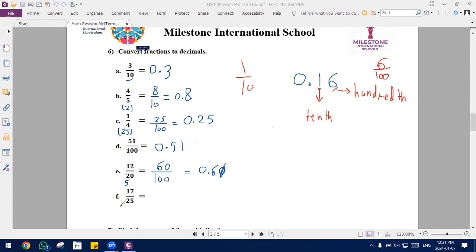Last one is 25. We have to multiply by 4 to make it 100. Now 17 times 4, we have 40 and 28. So 68 over 100, which is equal to 0.68.